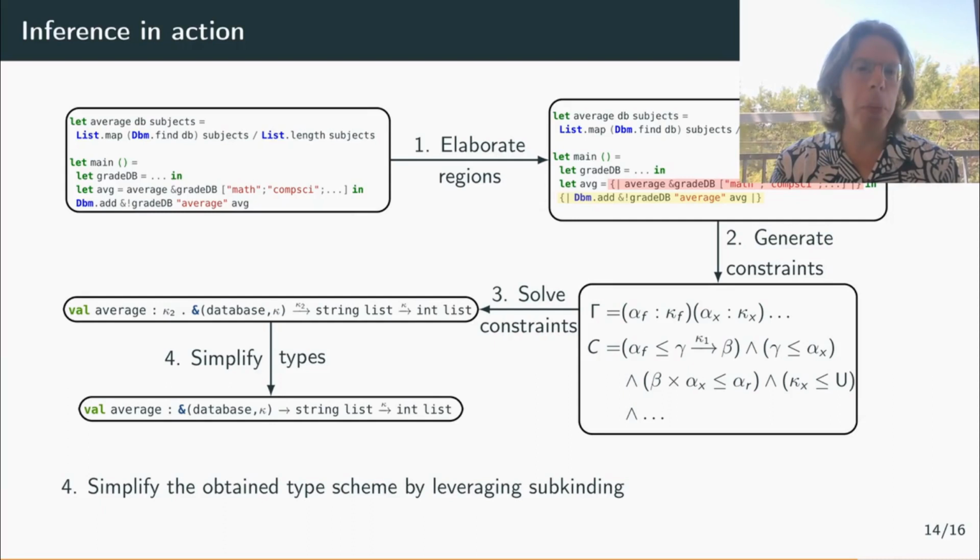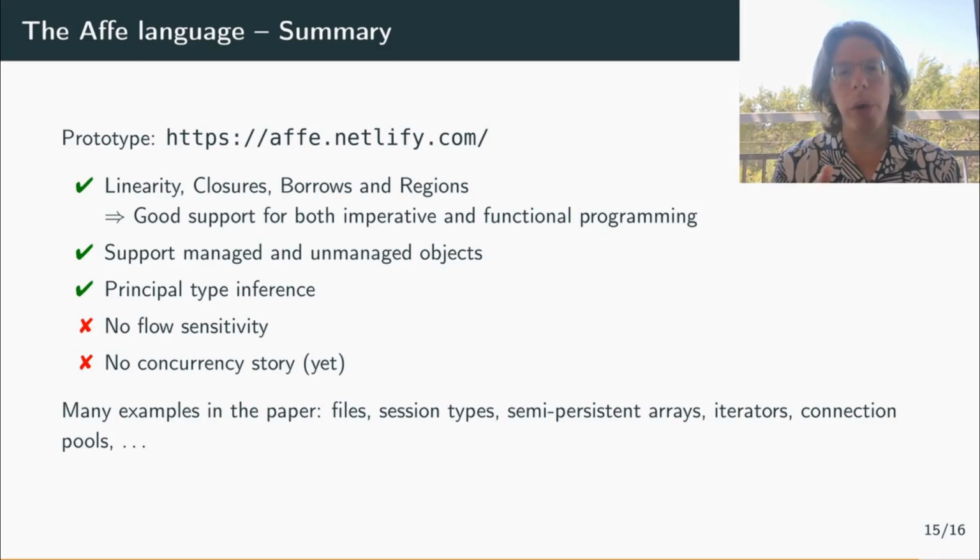So to summarize, I presented the language. A prototype is available at this address online. We provide linearity, closures, borrows, and regions to provide good support for both imperative and functional programming. We support managed and unmanaged objects and principal type inference, which is something very novel for languages that support borrows. The downside is that so far we do not support real flow sensitivity. We can emulate various bits, but it has no proper support. And we do not yet have a concurrency story, so that's something we are working on.